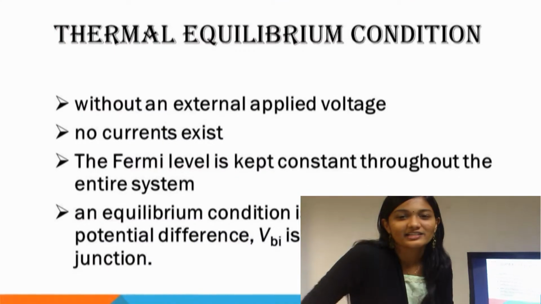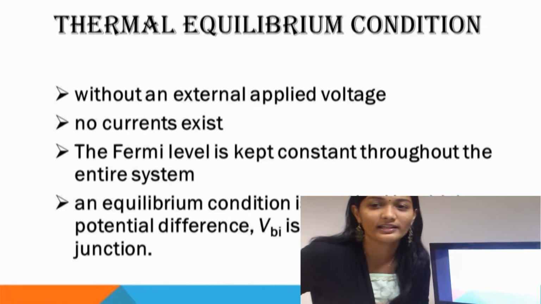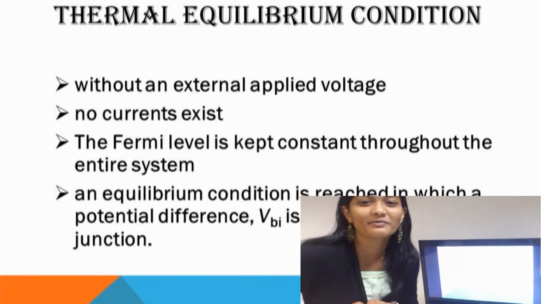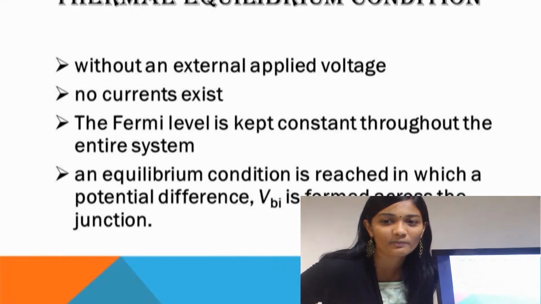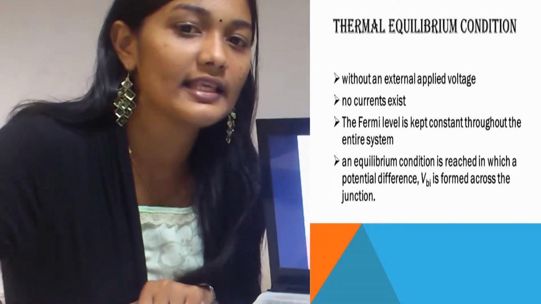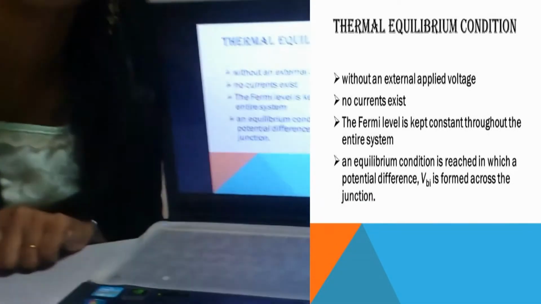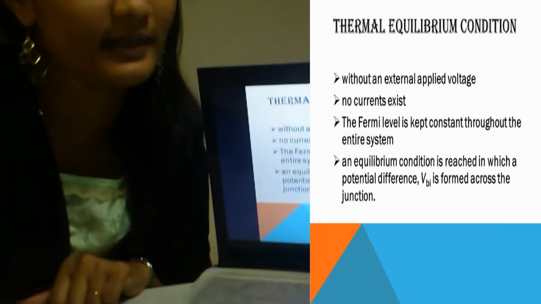In a PN junction without an external applied voltage, an equilibrium condition is reached in which a potential difference is formed across the junction. This potential difference is known as the built-in potential VBI.